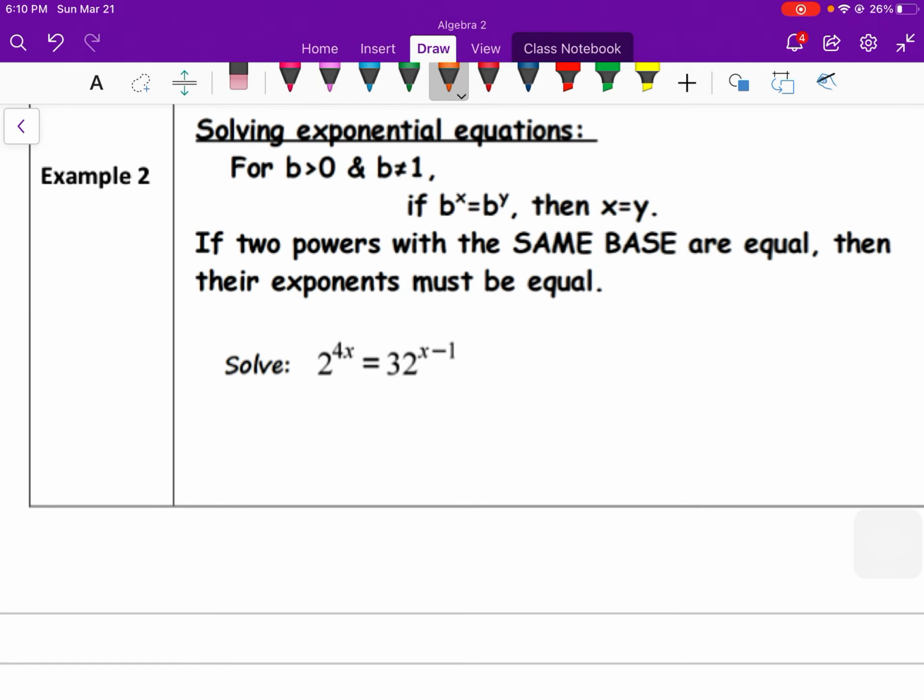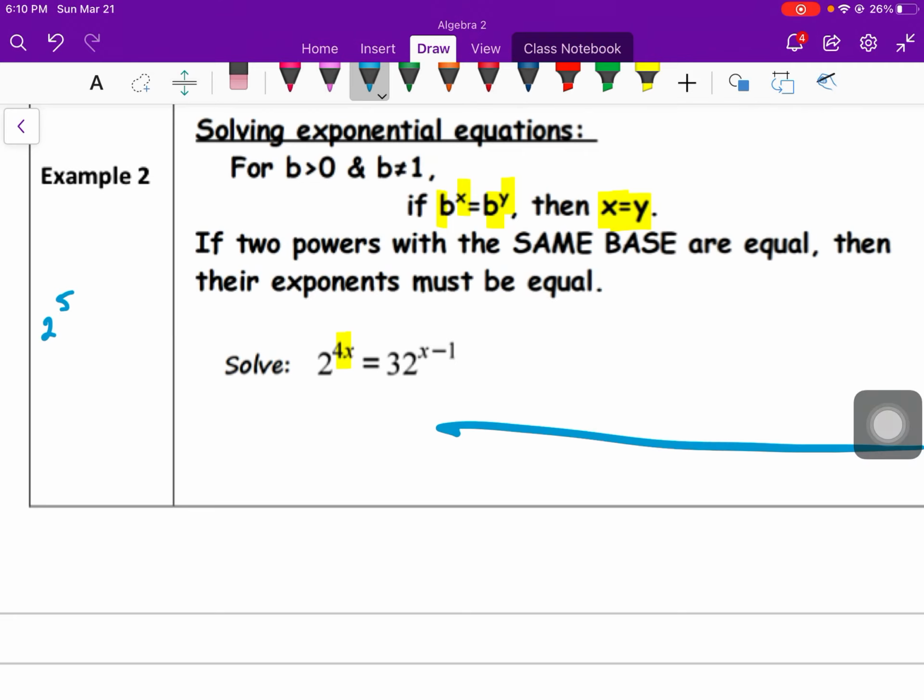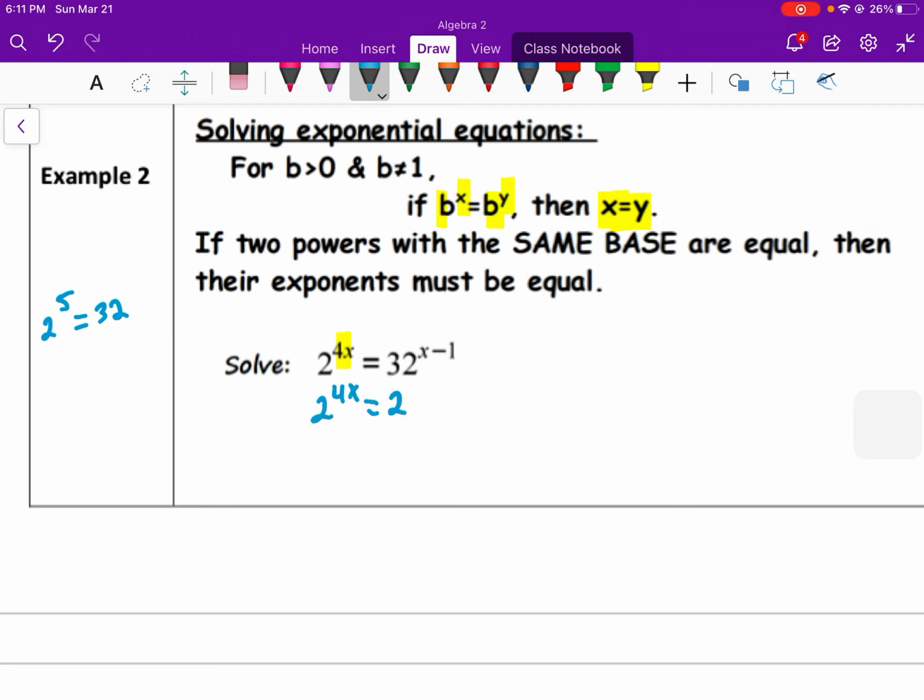Next property, for b is greater than 0 and not equal to 1, if we have the same base, like we do, base of b, then our exponents must be equal. So we do not yet have the same base, but 2 and 32 are related. 2 to the 5th is going to be what 32 is. This is equivalent to 32. So we can manipulate this base to be 2 to the power of 5 times x minus 1.